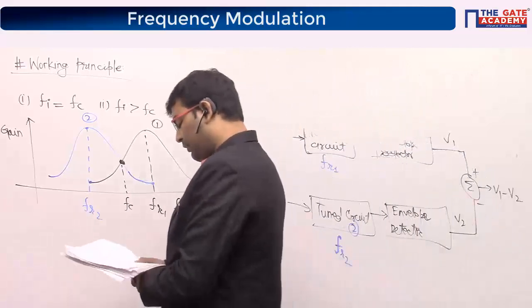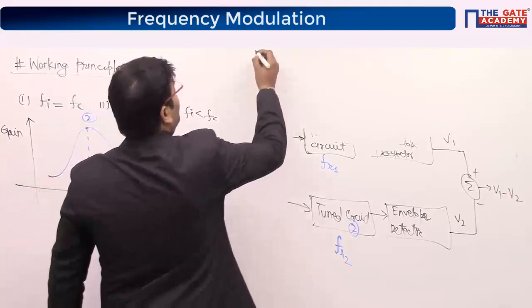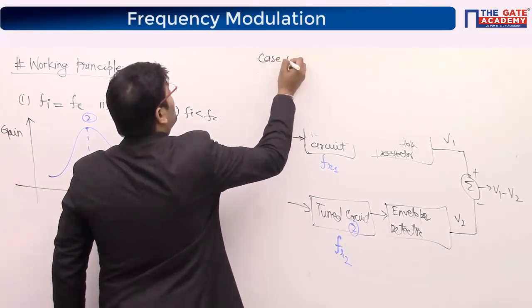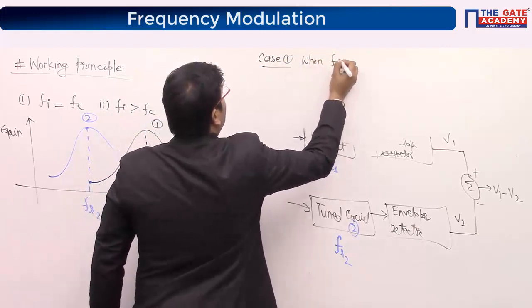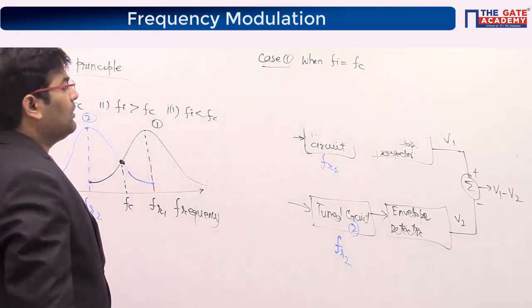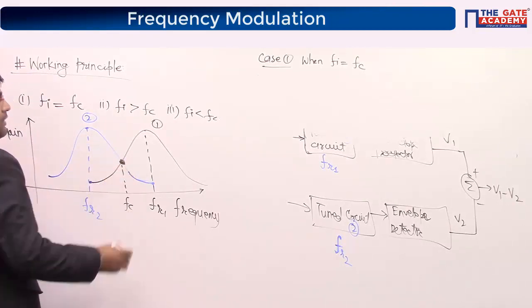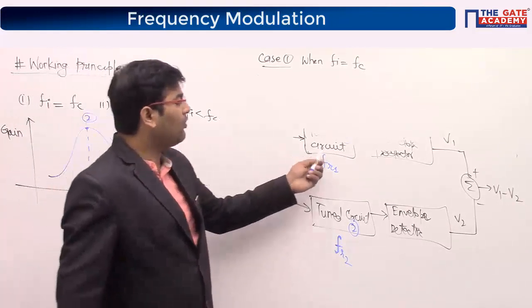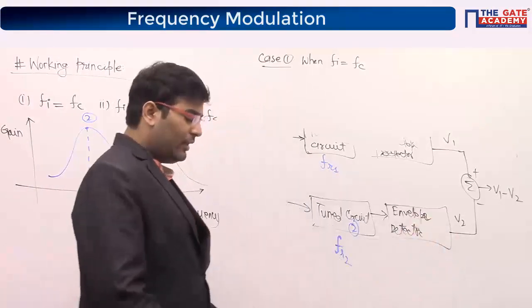Now we'll go case by case. Case 1: when instantaneous frequency is equal to Fc, Fi is equal to Fc. What will happen if Fi is equal to Fc? Both are Fc, right? So both are going to give you the same voltage. V1 and V2 will be equal.